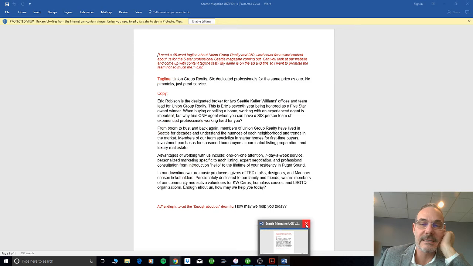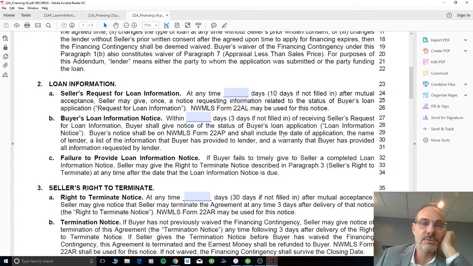Okay, so you guys right here, loan information. There's your 22AL. Whatever days and amount in here you said after. If you leave it blank, it's 10 days. After 10 days, you can send over AL, and you can learn all this information. You can send it only one time. Buyer has 3 days to have 22AL filled out. Their lender has to answer those questions.